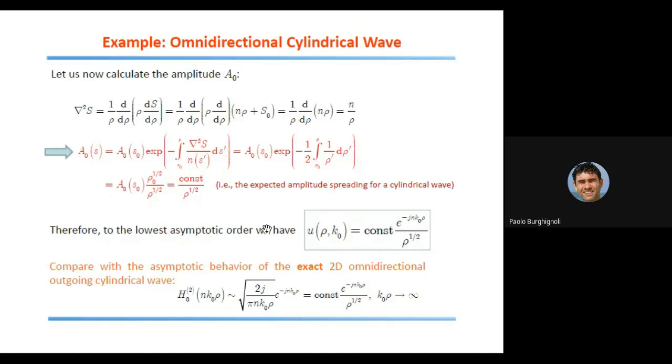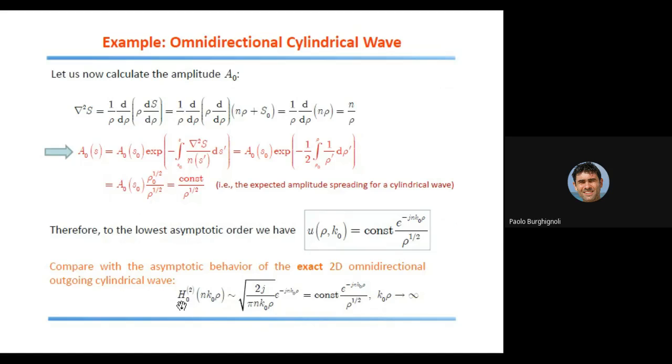Therefore, we have characterized the lowest asymptotic order because now we know the Iconal and the coefficient A0. The lowest asymptotic order is of the kind an exponential e to minus j n k0 rho, the propagation factor, divided by rho to 1/2. And you can compare this with what we know is the exact solution of the Helmholtz equation, because we are able to solve exactly the Helmholtz equation in cylindrical coordinates. The solution is the Hankel function of order 0 and of the second kind if we are assuming an outgoing wave with an exponential j omega t dependence on time.